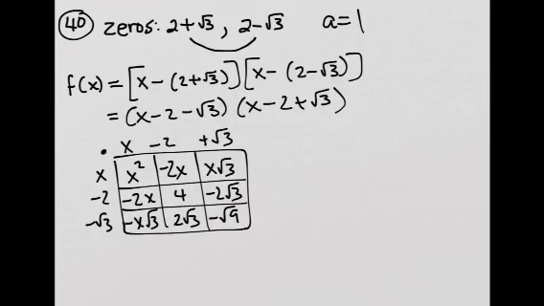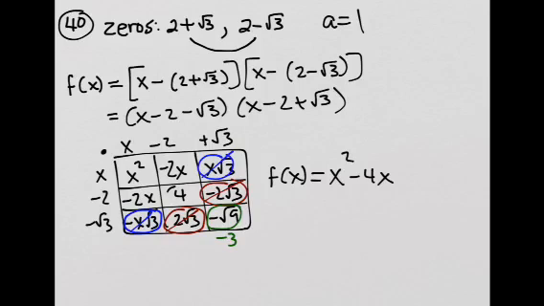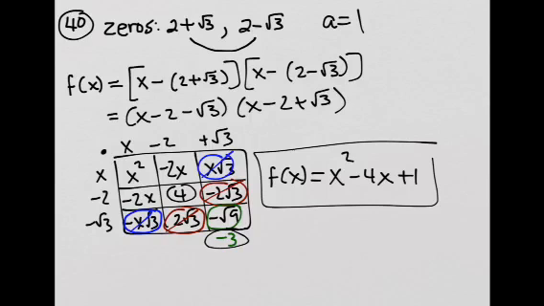Okay, so notice how this one and this one are opposite, so they cancel out. And this one and this one are opposite, so they cancel out. And this one's actually a negative 3. So you combine your like terms. So you say f of x equals x squared minus 4x, and then we have the 4 minus 3, which is 1. And that's the answer.